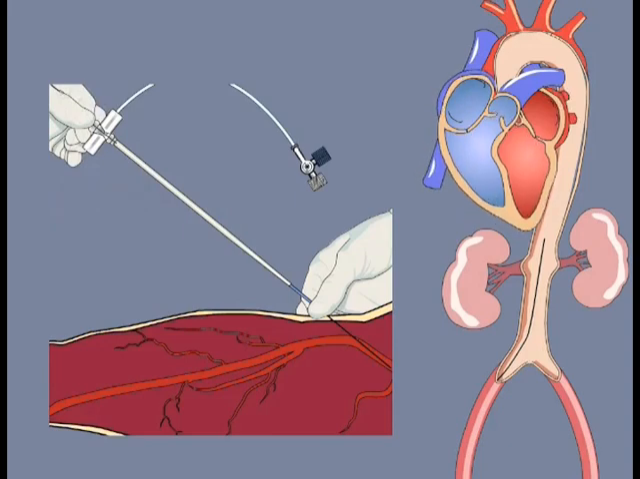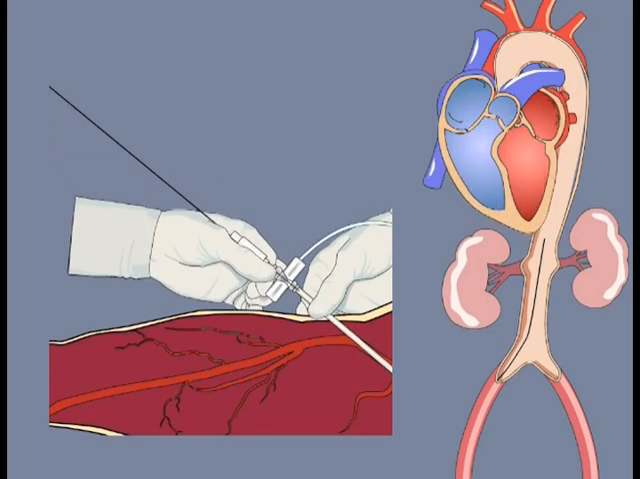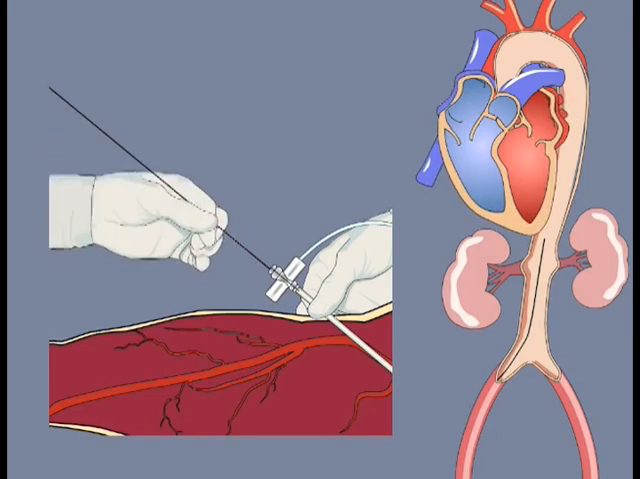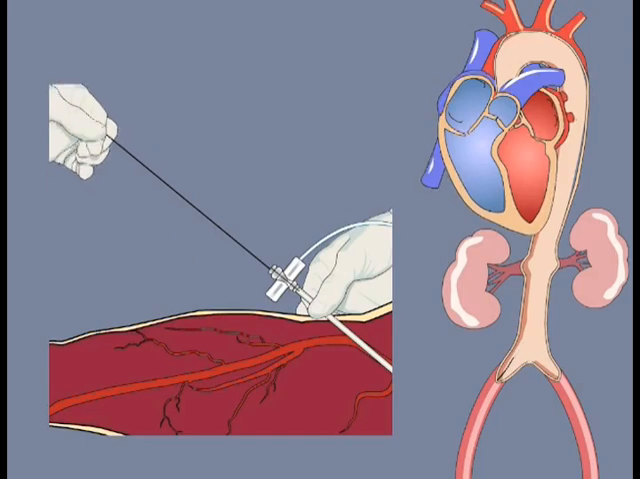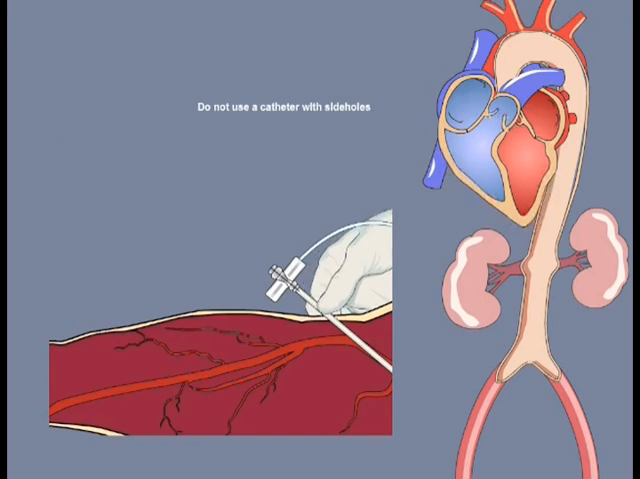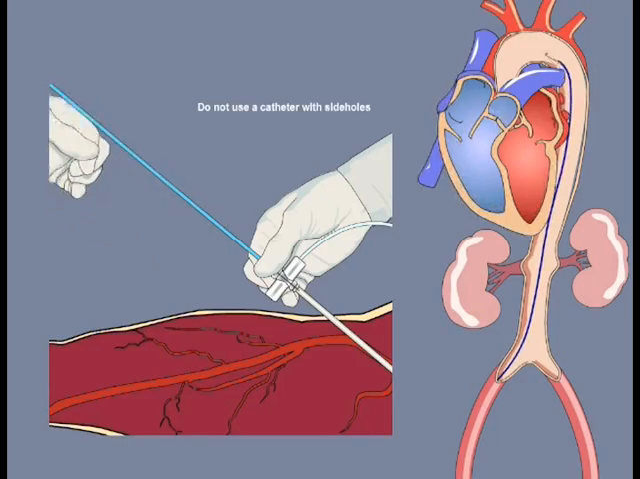While inserting the 13 French introducer sheath, hold the hub to support the shaft of the introducer to slide it into the artery. Next, administer heparin to achieve an ACT of 250 seconds. Once the desired ACT is reached, remove the 13 French dilator. And insert through this a 6 French diagnostic catheter without side holes into the 13 French introducer over the guide wire into the left ventricle in a standard fashion.